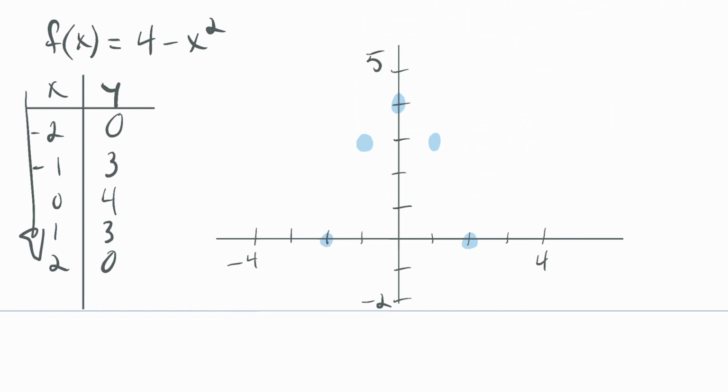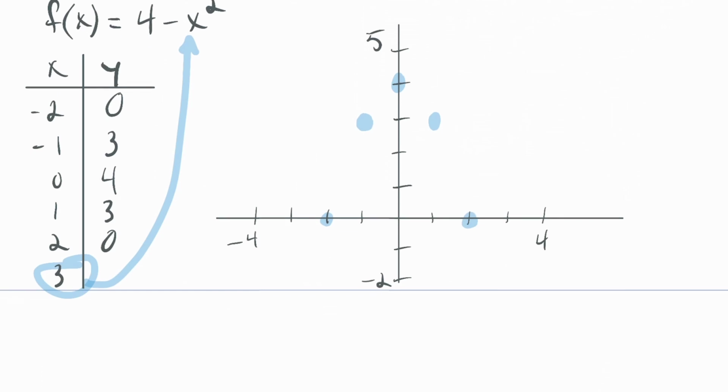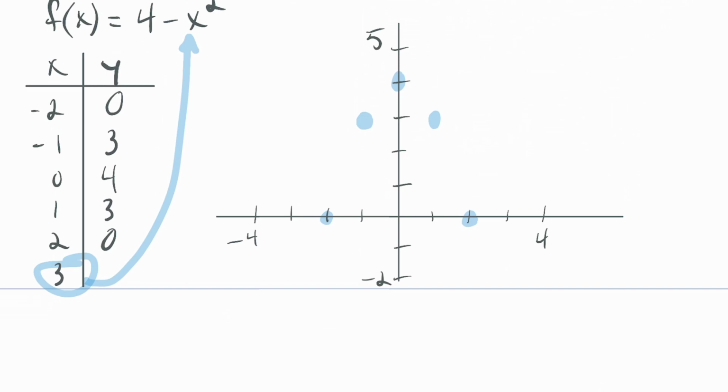And I would say, yeah, we could try 3. In fact, let's do that. So let's do 3. If I plug 3 into my function, what do I get? So 3 squared is 9, so 4 minus 9 is -5. Oh, okay, so we're going to need a bunch more negative space.